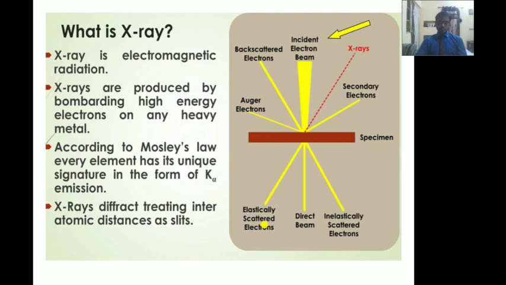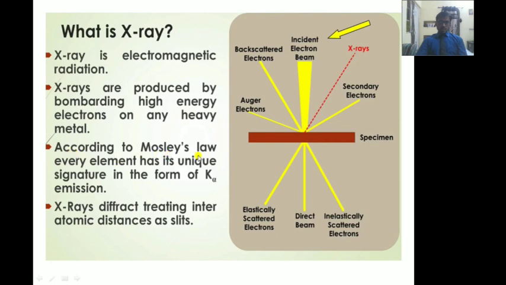So let me continue. As this lecture is based on X-rays, I would like to say something about X-rays. X-ray is nothing but a part of the electromagnetic radiation. When a high energy electron beam is bombarded on a metal specimen, a number of waves are back scattered, along with secondary electrons. Out of these scattered rays, one of the rays coming out from the specimen is the X-ray.